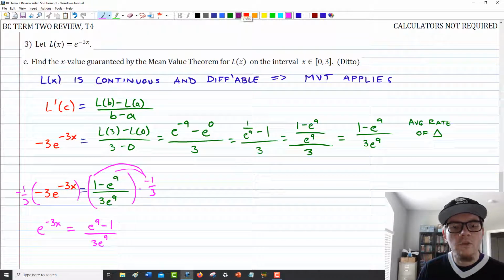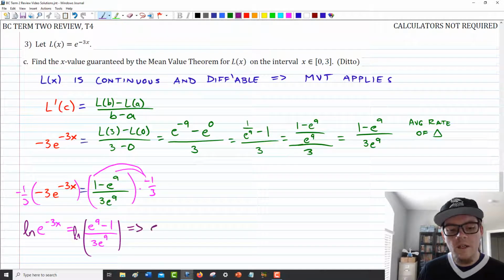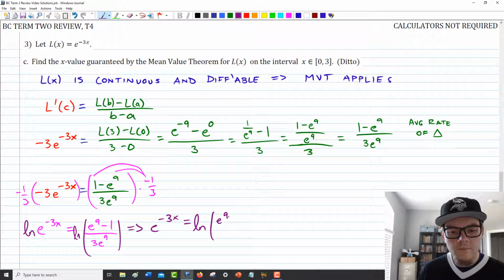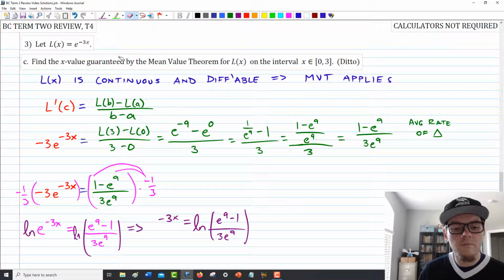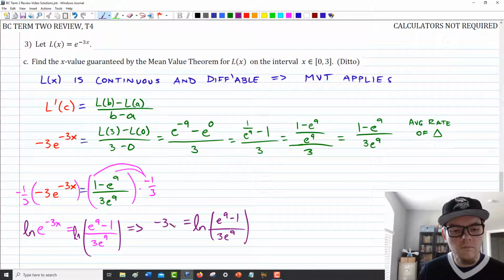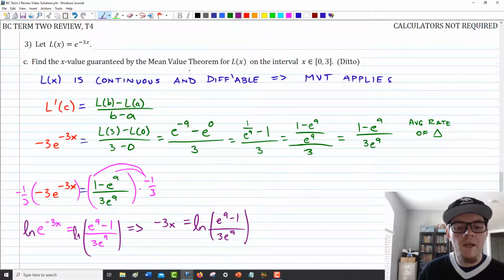Next, we need to solve for x. So I'm going to take the natural log of both sides. You can see we're not going to get a nice number as our answer here. This is going to be the natural log of this mess. And then last but not least, we need to solve for x. Now we just have negative 3x. And then finally, we just need to multiply by negative 1/3.